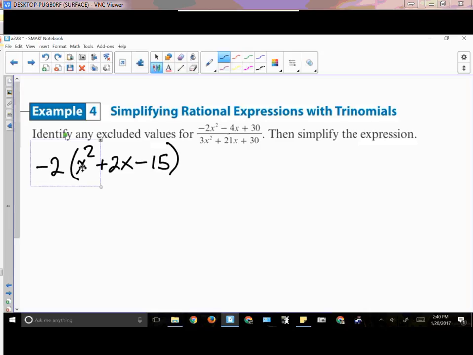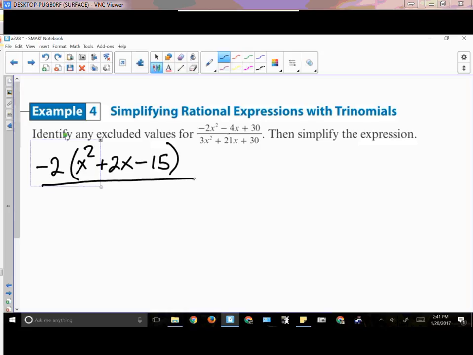And if you don't know whether you factored that out properly, always go back. Negative 2 times x squared gives me negative 2x squared. Negative 2 multiplied by 2x would give me negative 4x. Negative 2 times negative 15, positive 30. So we got that. Now, what about the denominator?